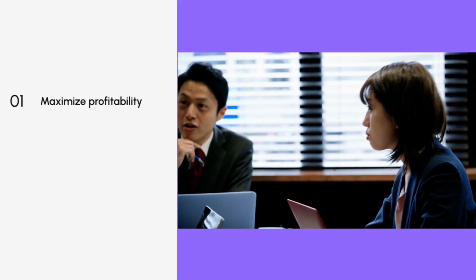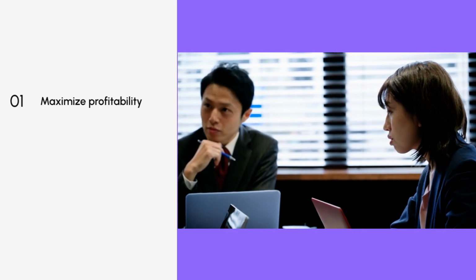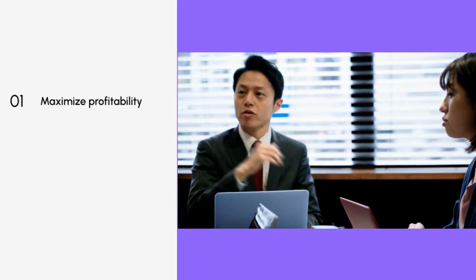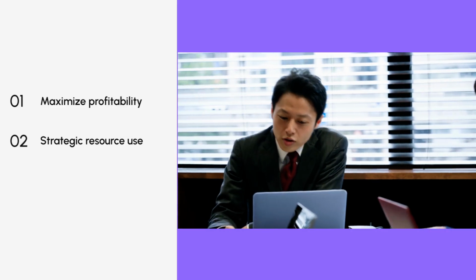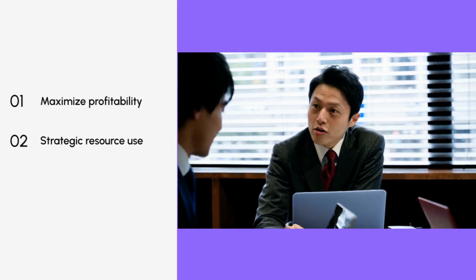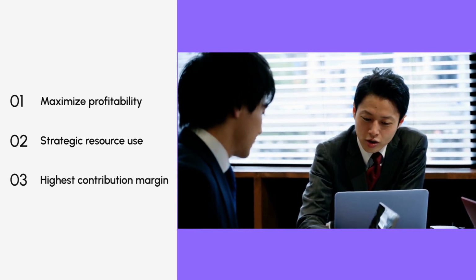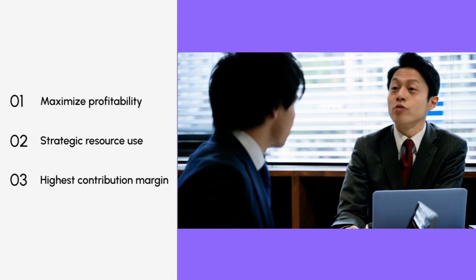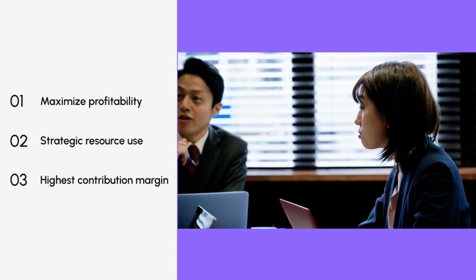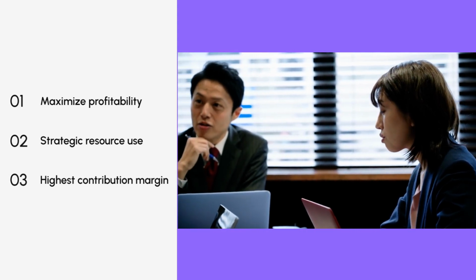In limited resource situations, marginal costing identifies the most profitable use. It focuses on products with the highest contribution margin per unit of the limiting factor. This maximizes profitability by prioritizing resource allocation. Managers make strategic decisions to optimize output.